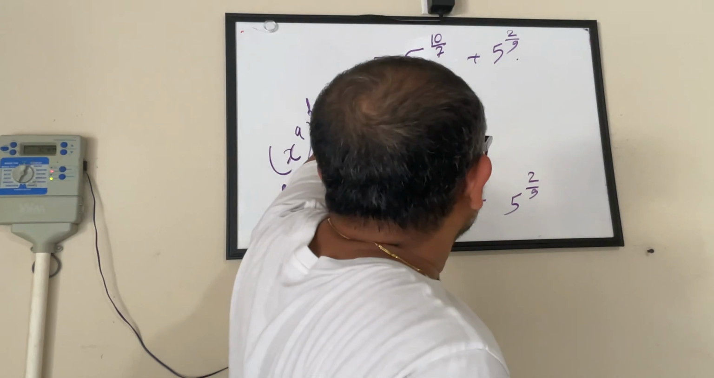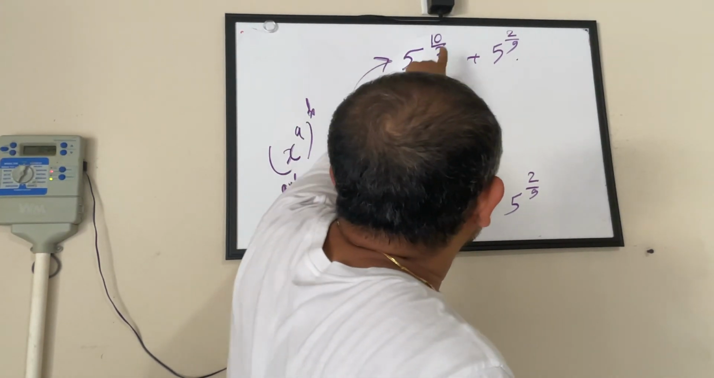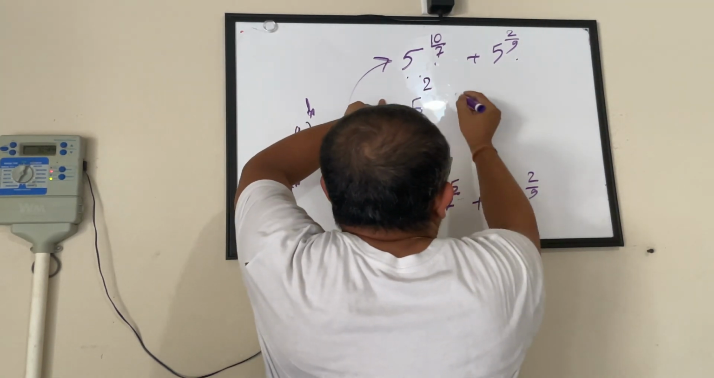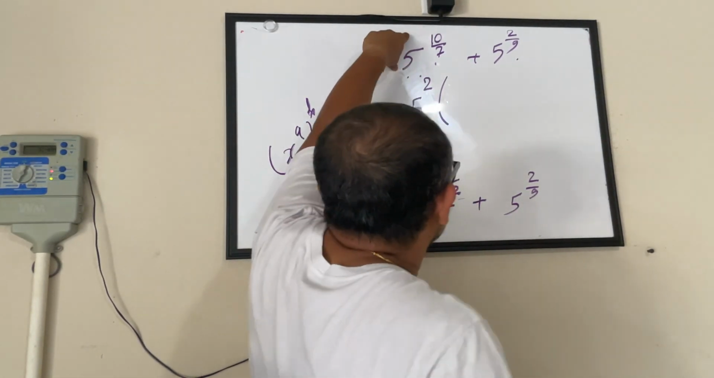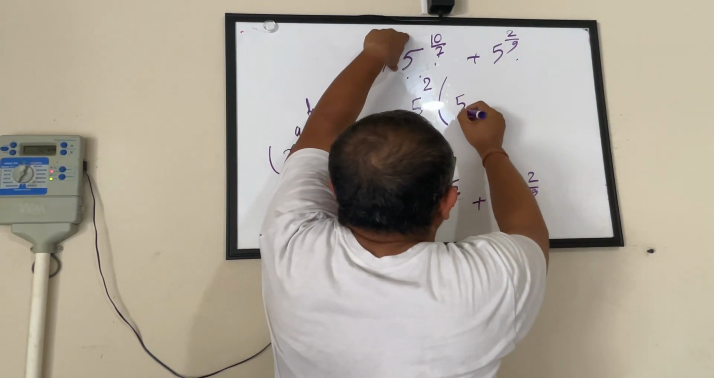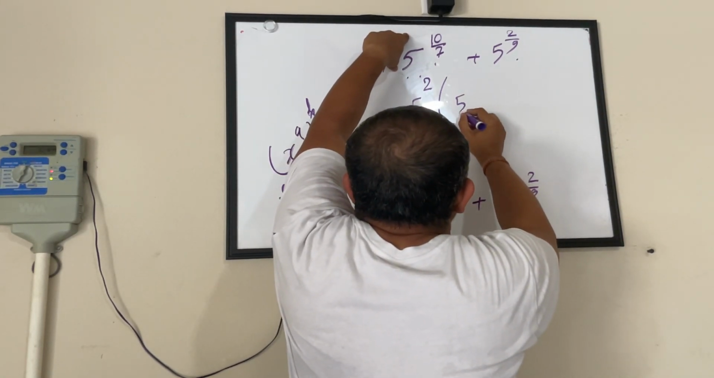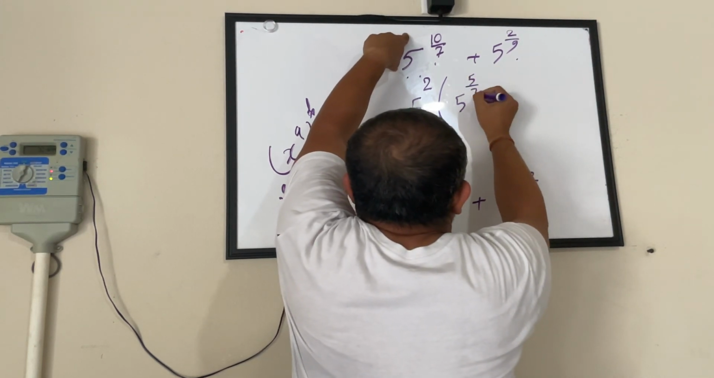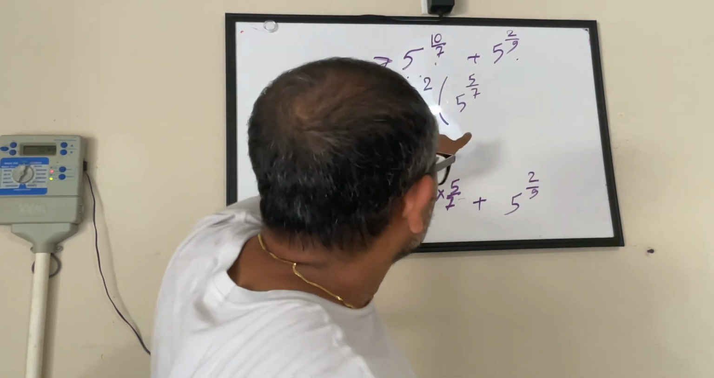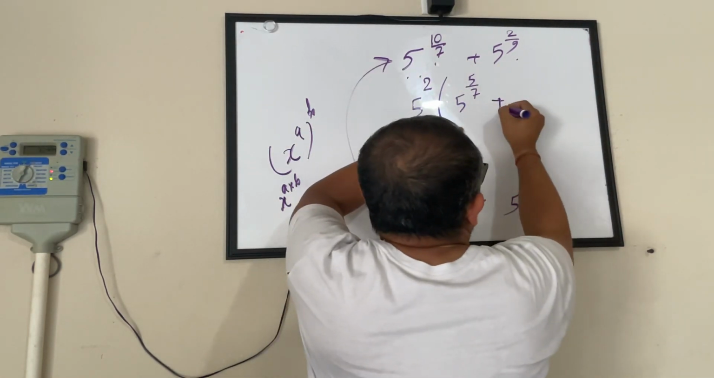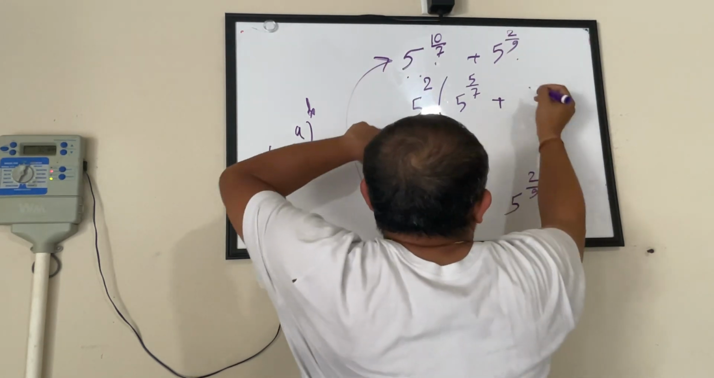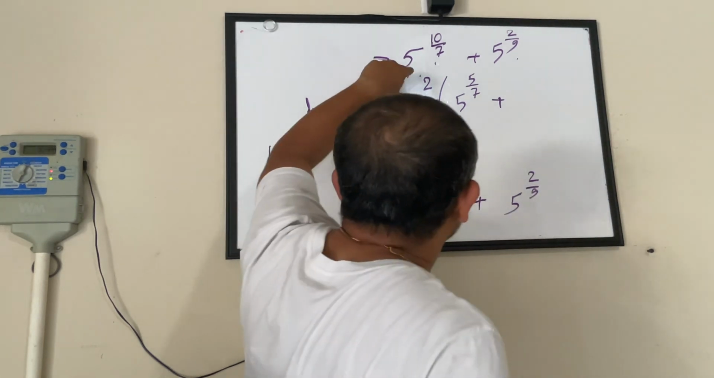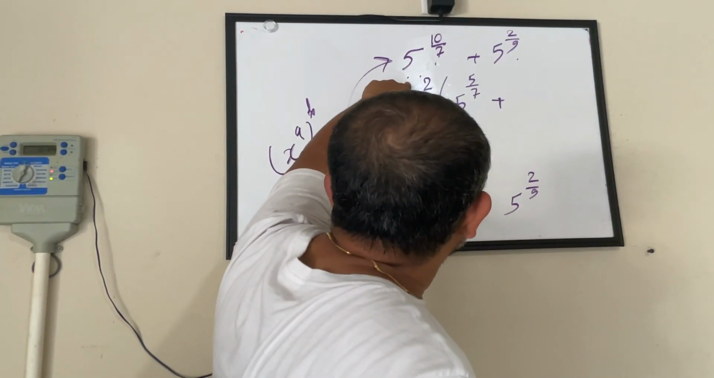Now, you will try finding out what is common here. So, 5 to the power 2, if I take that common, then what I am left with here is 5 to the power 5 by 7. This is what it becomes. Yeah? And here it becomes 2 that I am taking out. No, this is not the case.